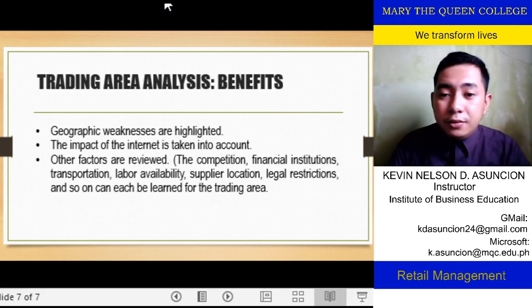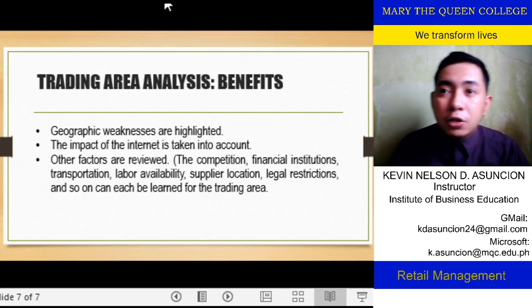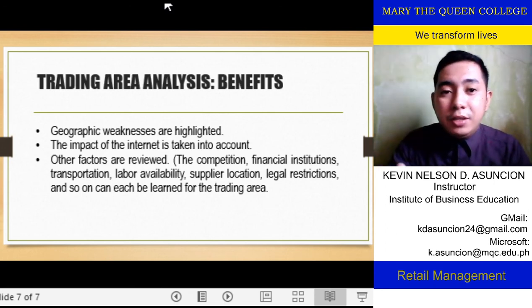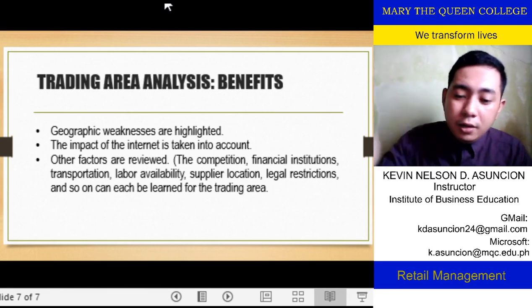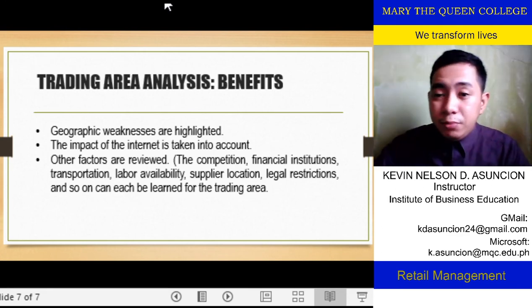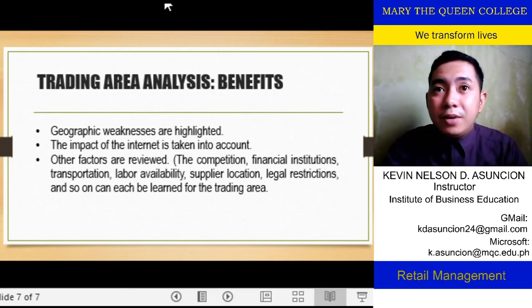Okay? So that will be our discussion for this session, and then the next topic will be digging deeper to the different types of location. So generally we are talking about the trading area here, and next meeting, what type of location will you be choosing for the type of products and the type of retailer you are.